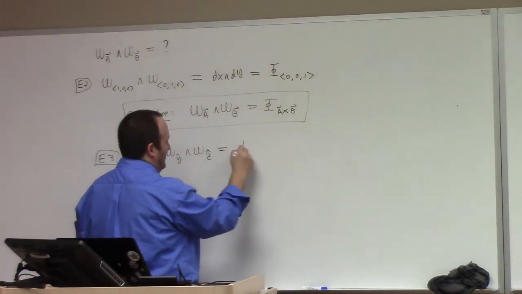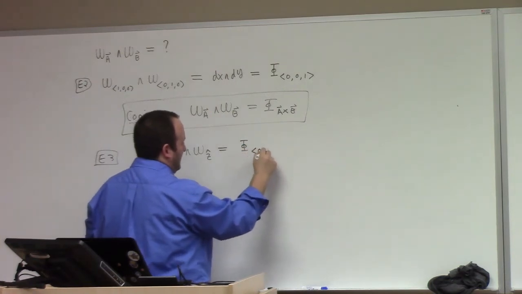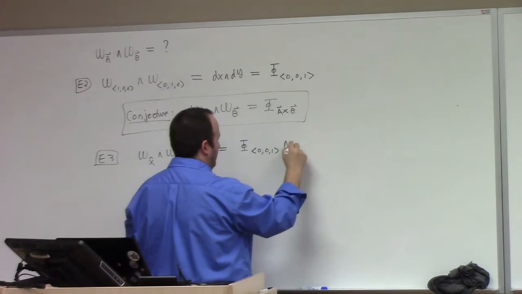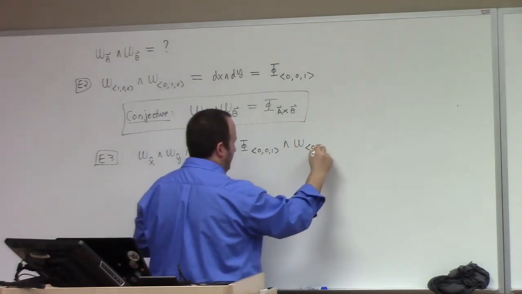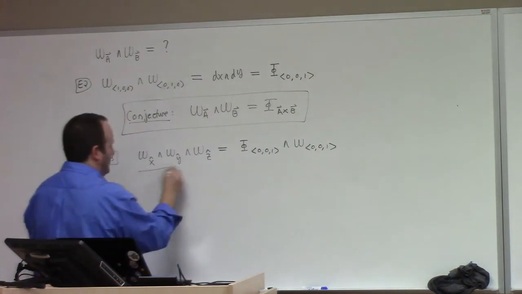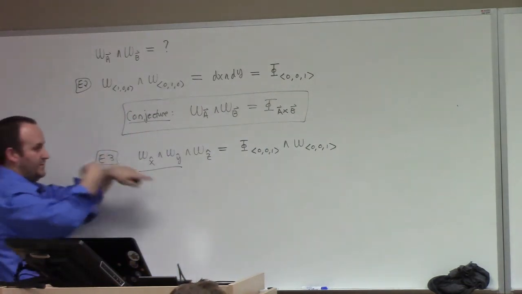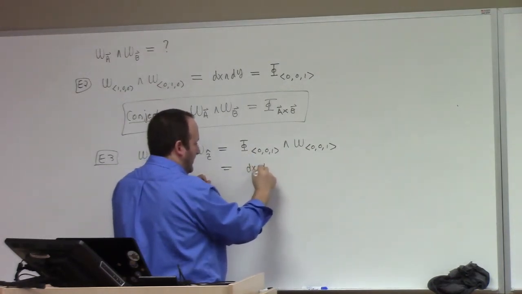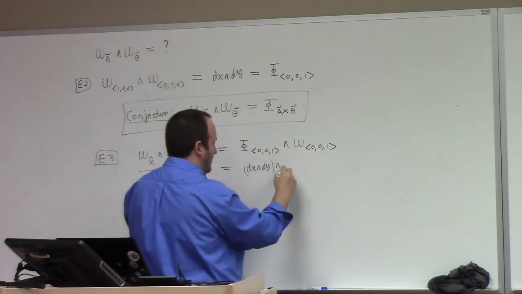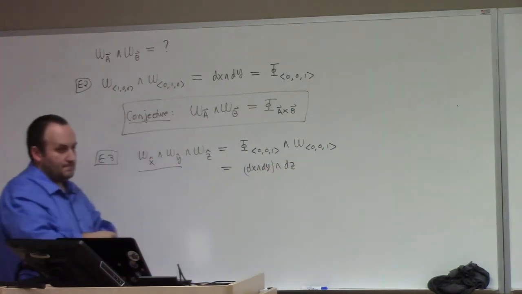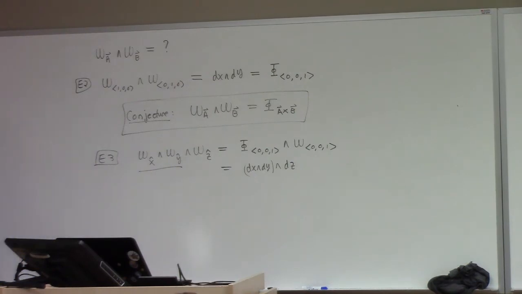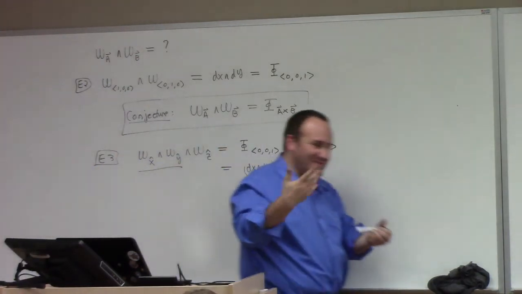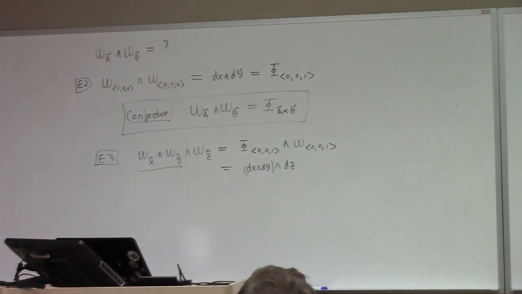But anyway, we know this is the flux form of (0, 0, 1), right? Wedge with the work form of (0, 0, 1), just to be more explicit. I mean, we just worked this out in example 2. So let me be more explicit. This is dx wedge dy, right? Wedge with what? dz. That doesn't really give me much sense of what's going on, does it? I need a more interesting example. This example is just too dumb.